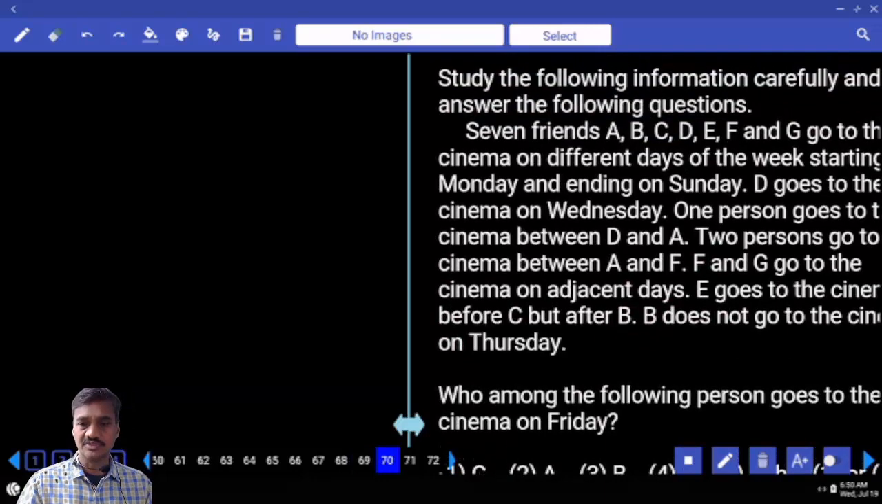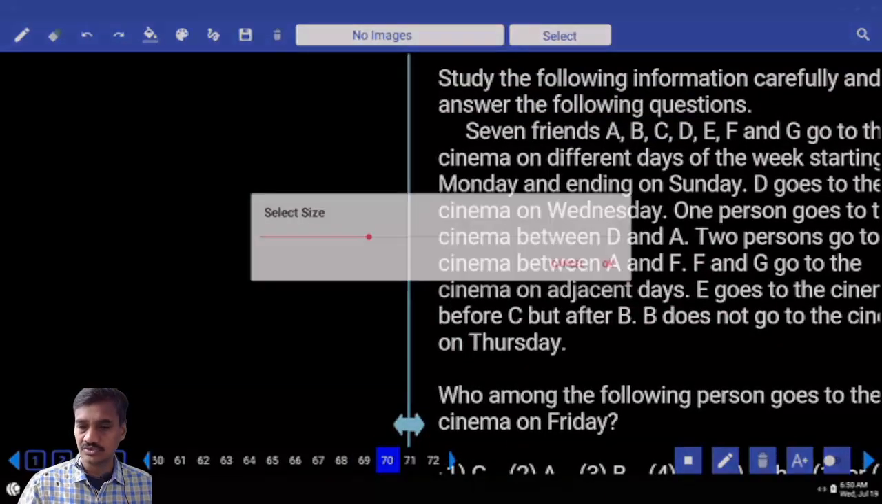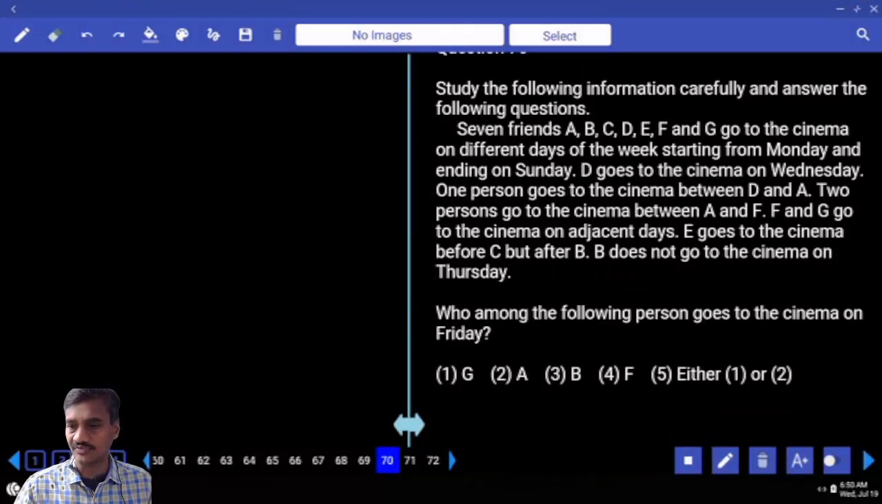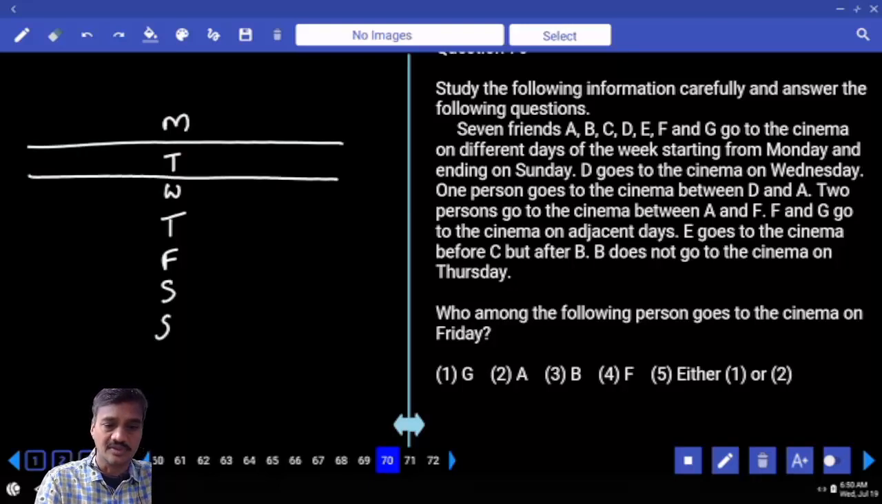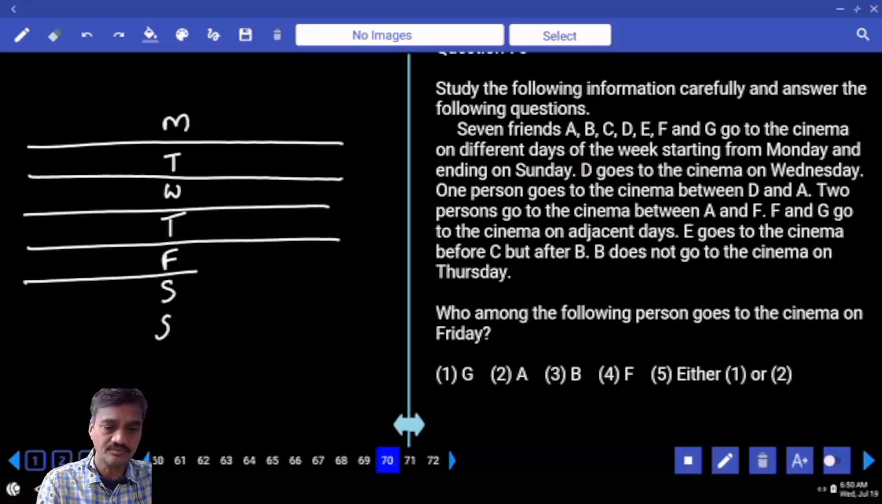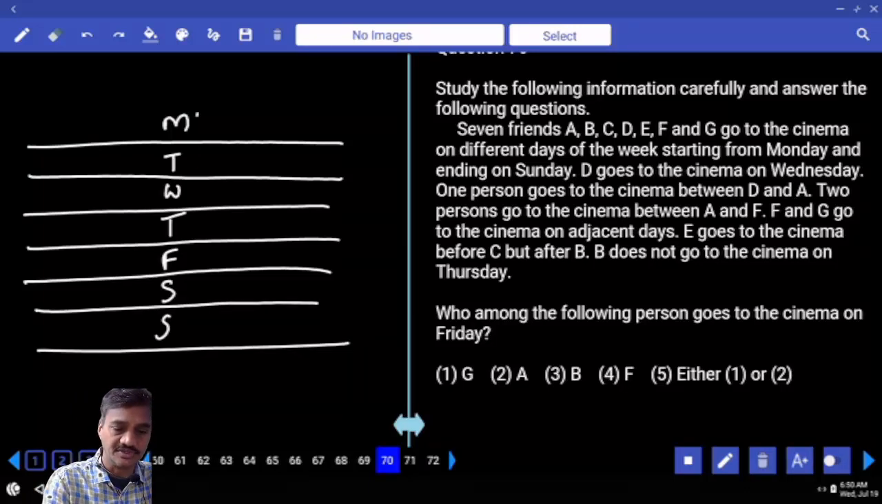Then 70 onward, there are 7 friends going to a movie on different days of the week starting from Monday and ending on Sunday. Monday, Tuesday, Wednesday, Thursday, Friday, Saturday and Sunday. Then coming to condition number 1, D goes to the cinema on Wednesday. Now D is on Wednesday.